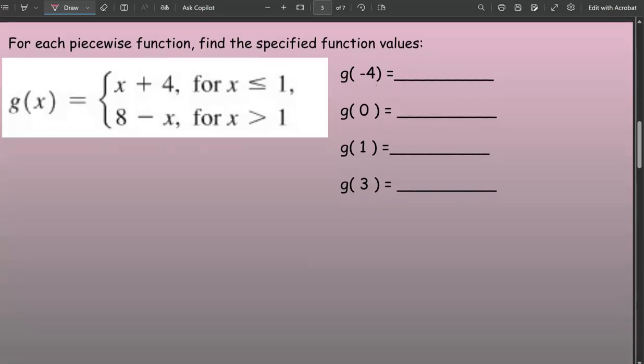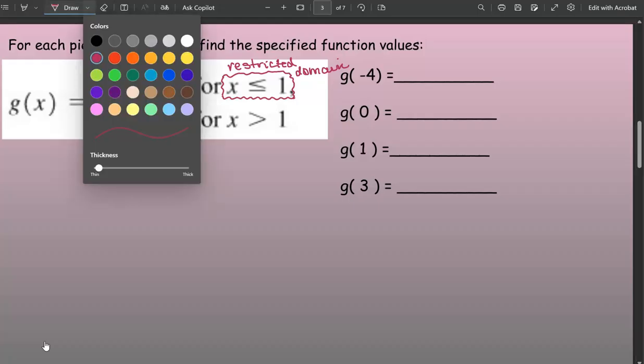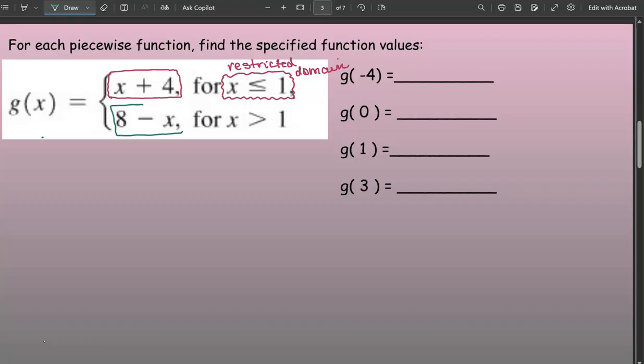So we can look at these piecewise functions a couple of different ways. I can give you your set of equations, and notice whenever you're given the set of equations, you have the function itself, x plus 4 is the function, but it also restricts the domain. This is a restricted domain, because it doesn't want the entire line. It only wants the x values that are less than or equal to 1. For the other piece, the 8 minus x, we're restricting that domain for all x values greater than 1.